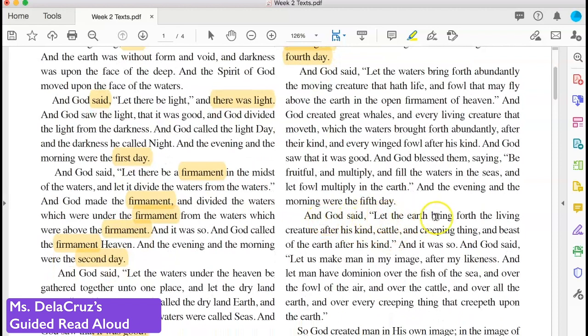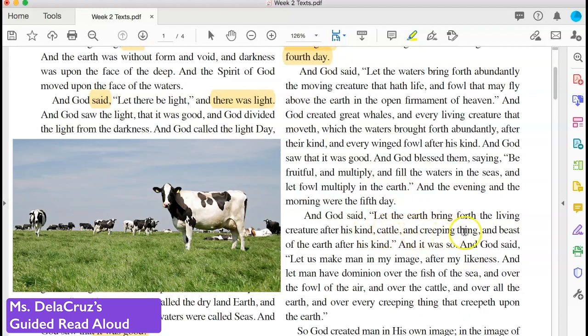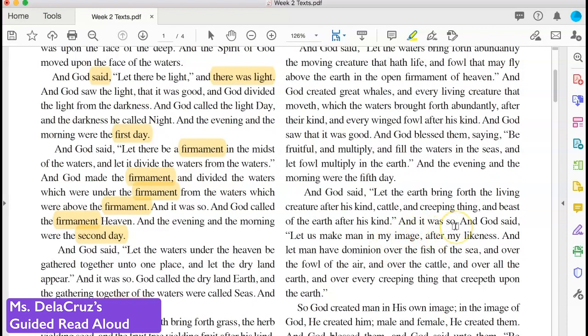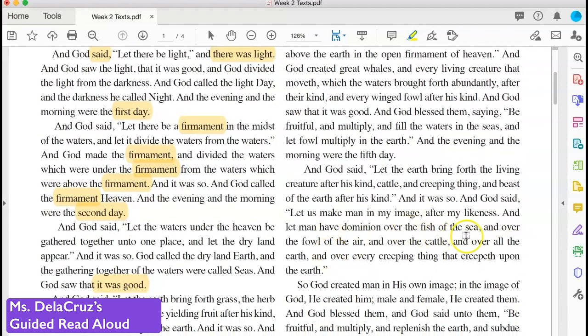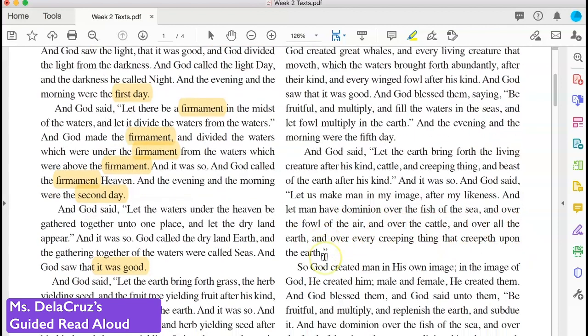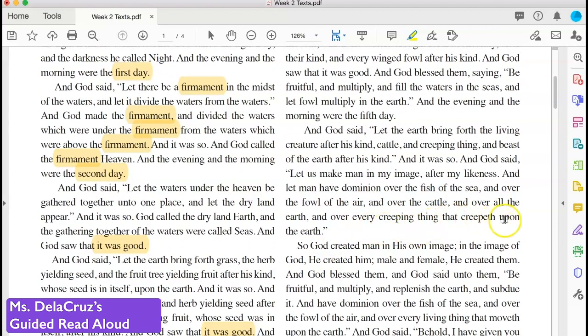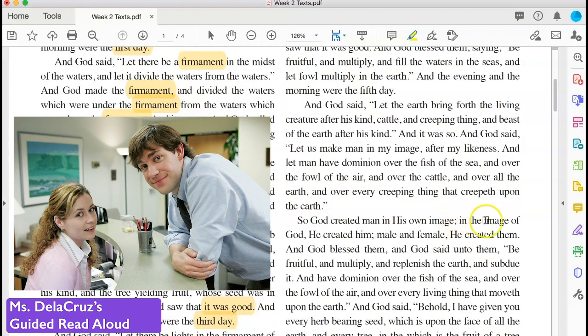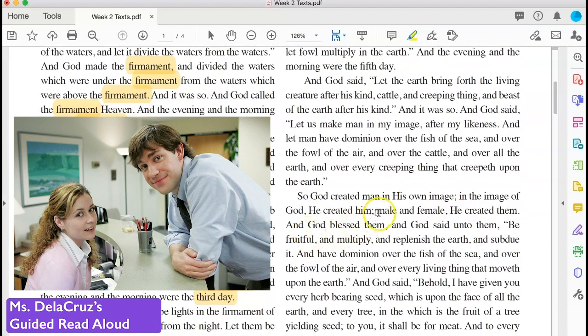And God said, "Let the earth bring forth the living creature after his kind, cattle, and creeping thing, and beasts of the earth after his kind." And it was so. And God said, "Let us make man in my image, after my likeness, and let man have dominion over the sea of fish, and over the fowl of the air, and over the cattle, and over all the earth, and over every creeping thing that creepeth upon the earth." So God created man in his own image. In the image of God he created him, male and female, and he created them.